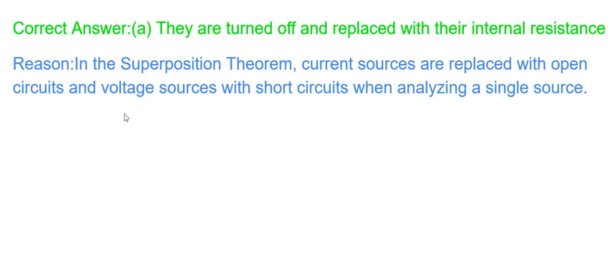The correct answer is A, they are turned off and replaced with their internal resistance. Reason: in the superposition theorem, current sources are replaced with open circuits and voltage sources with short circuits when analyzing a single source.